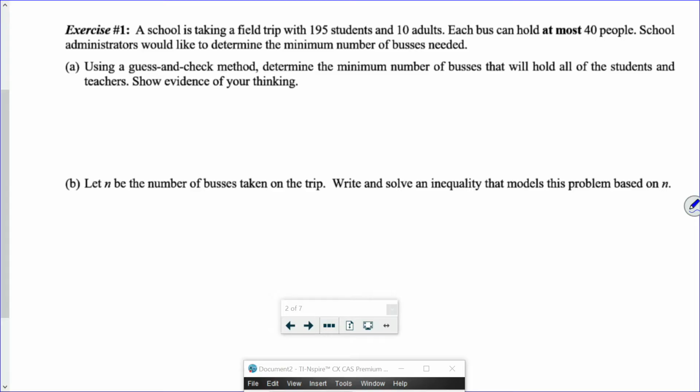A school is taking a field trip with 195 students and 10 adults. I feel for those adults. Each bus can hold at most 40 people. That phrase, at most, is very important. School administrators would like to determine the minimum number of buses that are needed. All right, letter A. Using a guess and check method, determine the minimum number of buses that will hold all the students and teachers. Show evidence of your thinking, right?